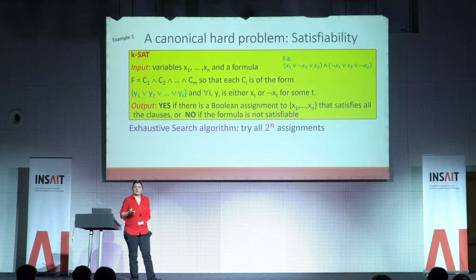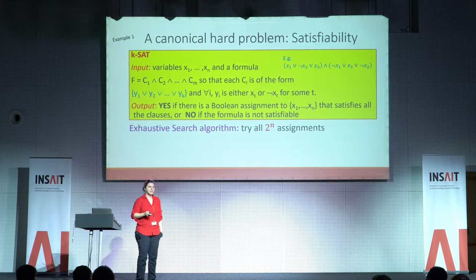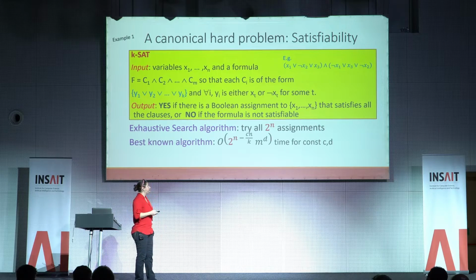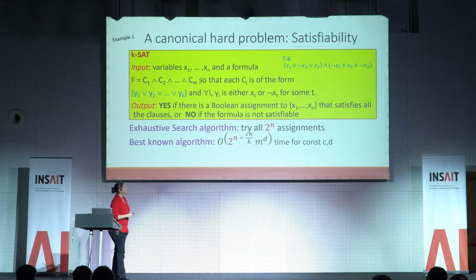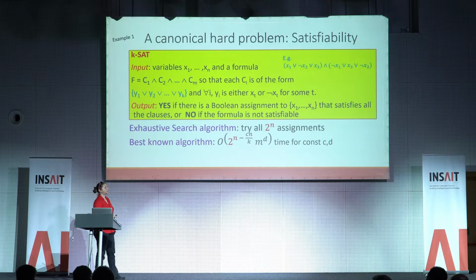But 2 to the n is horribly, horribly slow. So we want something better. And the best people have been able to get is something like this. There's this 2 to the n, and in the exponent there's a little bit of savings. C, let's say, is some constant independent of n and k. K is the length of the clauses. Over here, k is 3. And this is times m, the number of clauses, to some other constant.